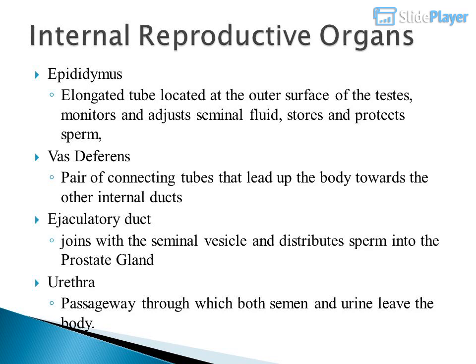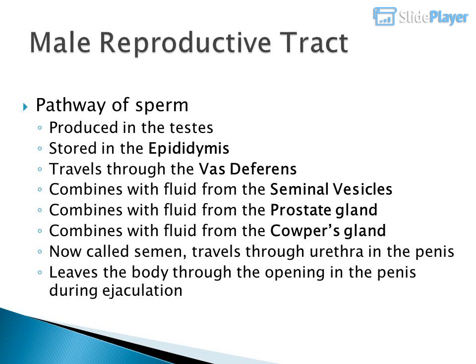Ejaculation of sperm comes from the epididymis. Semen and urine do not pass through at the same time. Male reproductive tract. Pathway of sperm: produced in the testes, stored in the epididymis, travels through the vas efferens.